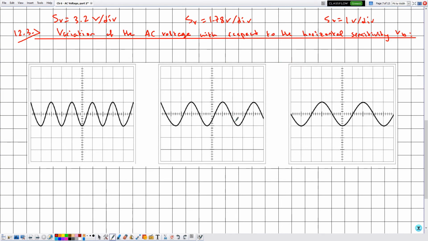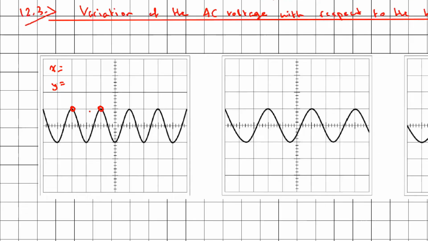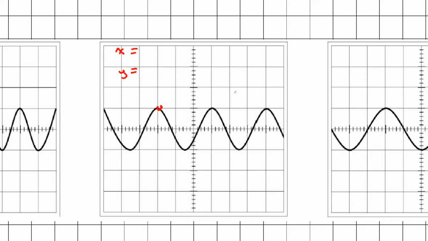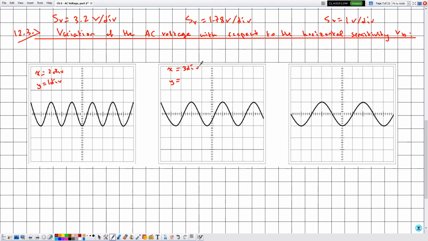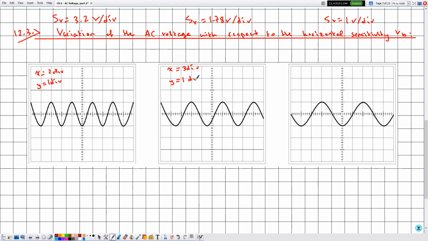So now let's pick up the values of x and y for each of the following cases. Let me say this is x and this is y. Notice that x is the number of divisions between two consecutive peaks, and this is given by 2 divisions. In this case, the value of y is given by 1 from the center to the maximum point. In the next case, x is the number of divisions between two consecutive peaks, given by 1, 2, 3. As for the value of y, from the center to the maximum point, it is given by 1 division.